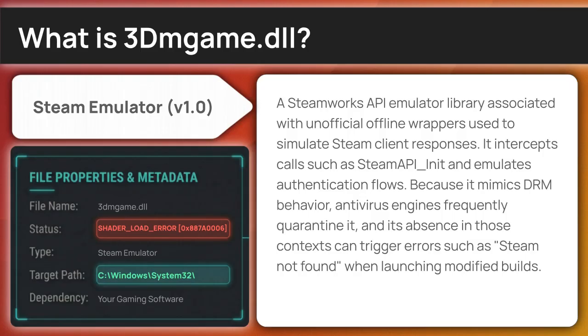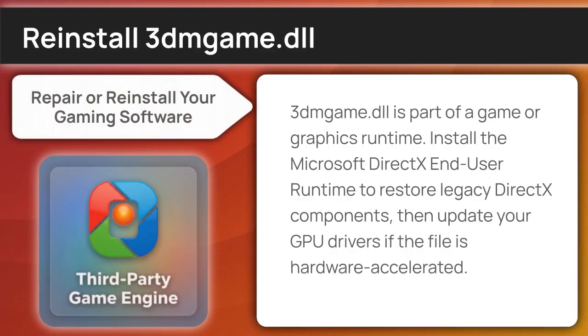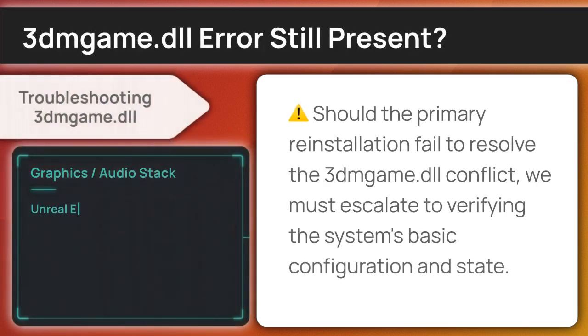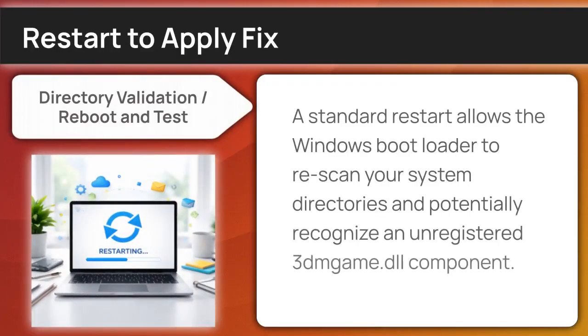Now that you have the context, let's move into the repair process with a fresh installation. 3DM Game Module DLL is part of a game or graphics runtime. Install the Microsoft DirectX end-user runtime to restore legacy DirectX components, then update your GPU drivers if the file is hardware accelerated. In the event the error remains visible, it indicates we need to verify the environment's ability to register new shared resources. A quick system restart is a practical way to ensure that all shared libraries, including 3DM Game Module, are being loaded correctly into the current session's memory.